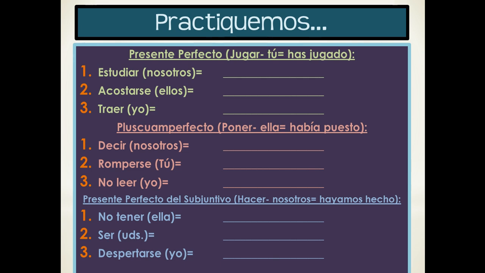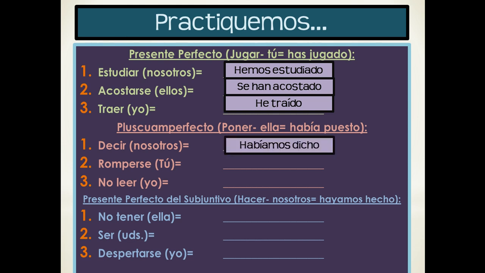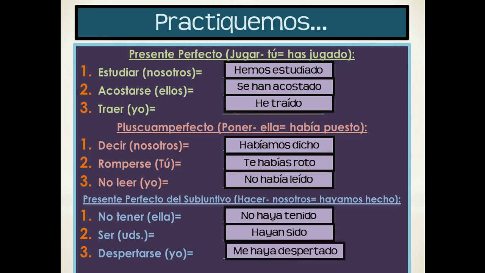Okay, and here are the answers. So estudiar nosotros, hemos estudiado. Then we have se han acostado, he traído, because we have 2 vowels, we need an accent there. Then when we get to the pluperfect, we have habíamos dicho. Remember, dicho is an irregular. Te habías roto. Again, romper is an irregular. No había leído. We have an accent there because of the double vowels. And then present perfect subjunctive, no haya tenido, hayan sido, me haya despertado.